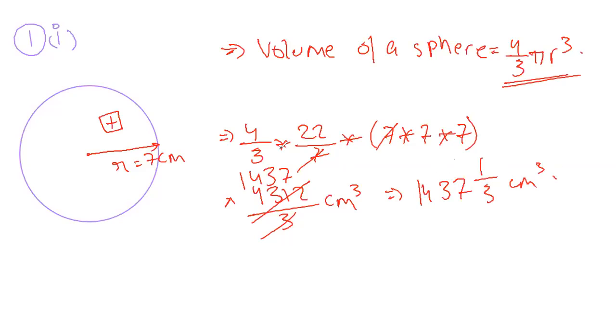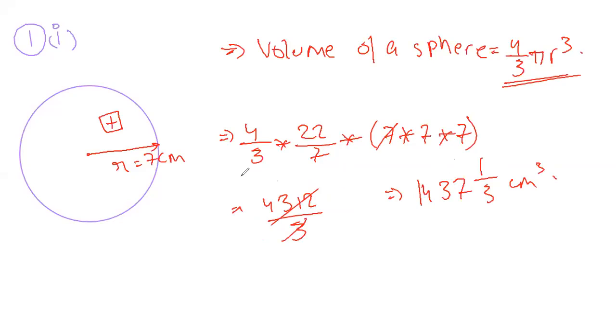Or if you wanted a more accurate precision, you could write it as 4312 divided by 3, and this in decimal form would be 1437.3 centimeter cube. This would have been the decimal form, and this is the fraction form. Both are the same, but in exams it is preferable that you go with the fraction form. So this is our final answer, and we'll go ahead with our next sum.